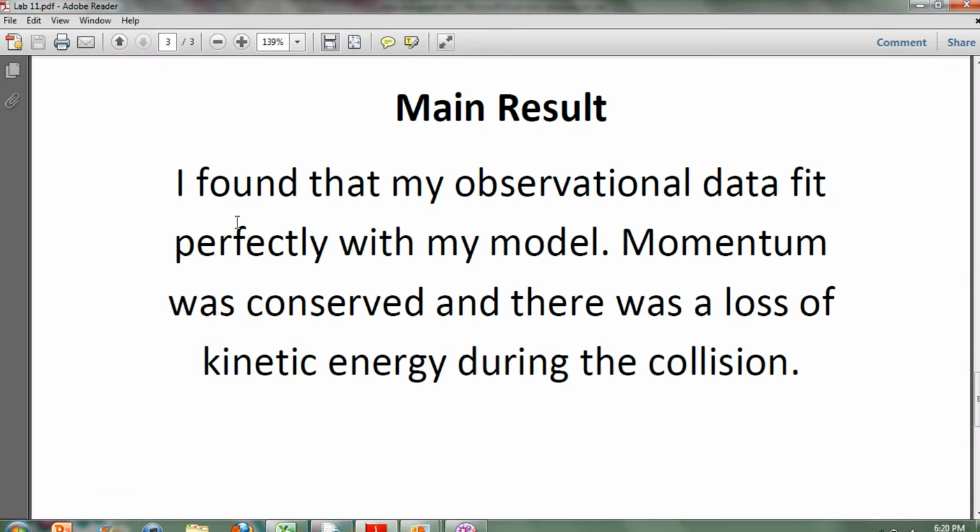So going back to my main result, you can now see how the kinetic energy changed and how the energy overall changed. Like I said, there was a loss of heat or vibration or deformation or whatever, the kinetic energy was lost and the momentum was conserved throughout the whole thing.